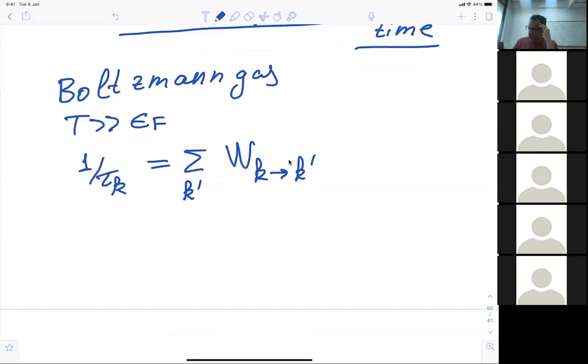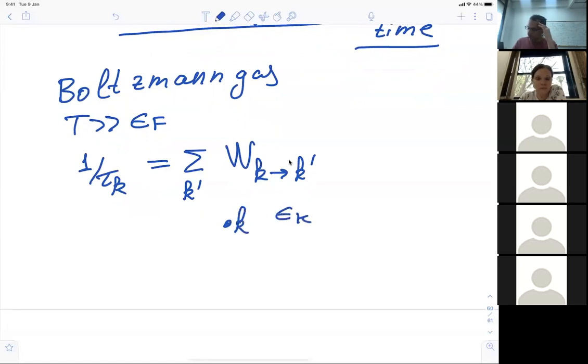W is the scattering probability. Essentially the picture is like that: I'm taking an electron in the state k, with energy Ek, and since temperature is much greater than epsilon Fermi, I should not worry about Pauli blocking. So for me, it's essentially a one-electron problem. There is one single electron that interacts with phonons, and I'm computing the scattering probability from state k to k prime.